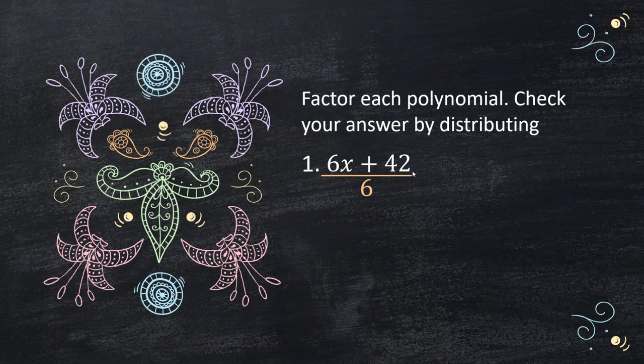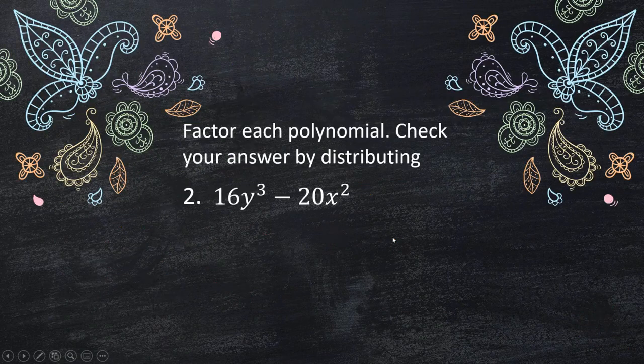So we will divide both terms by 6. The greatest common factor we write first, and then in parentheses we write what we get when we divide both of those terms by 6. So 6x divided by 6 gives us x. 42 divided by 6 gives us the 7.